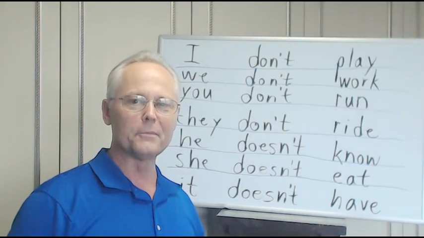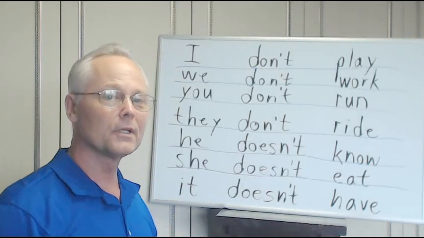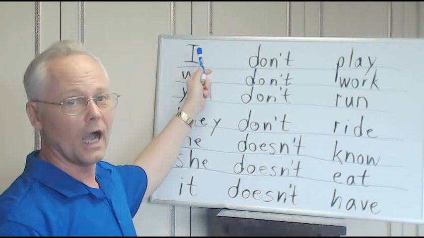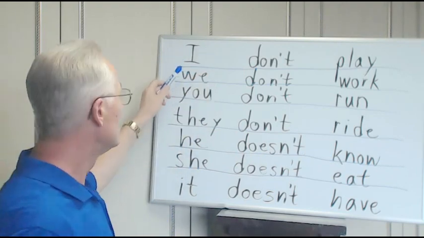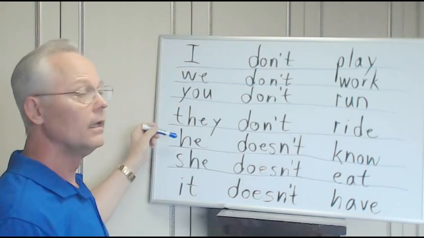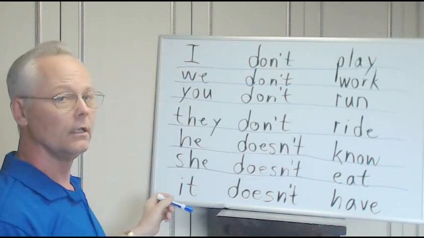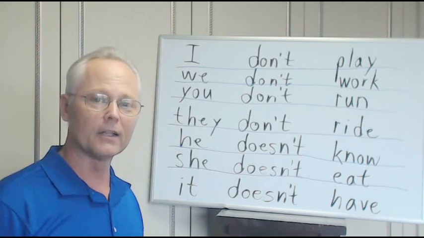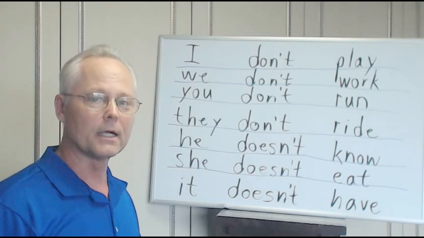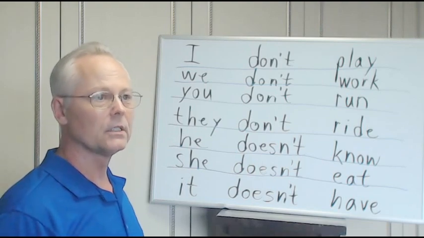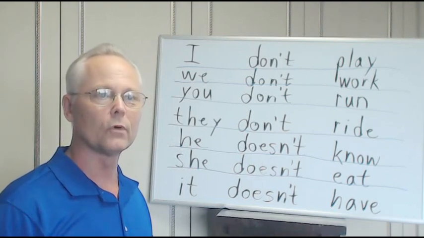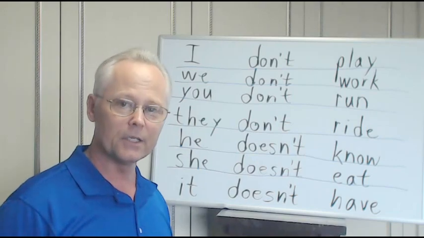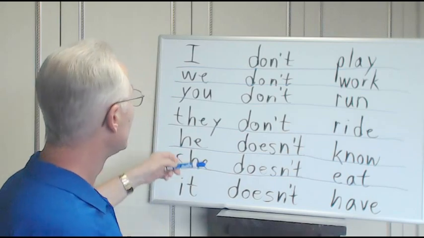Let's dig in a little deeper about the simple present negative. I, we, you, they, he, she, it. We talked about each of these in a prior lesson. We were talking about them in a positive sense, and in the form of a sentence. Now we're talking about them in negative sentences.